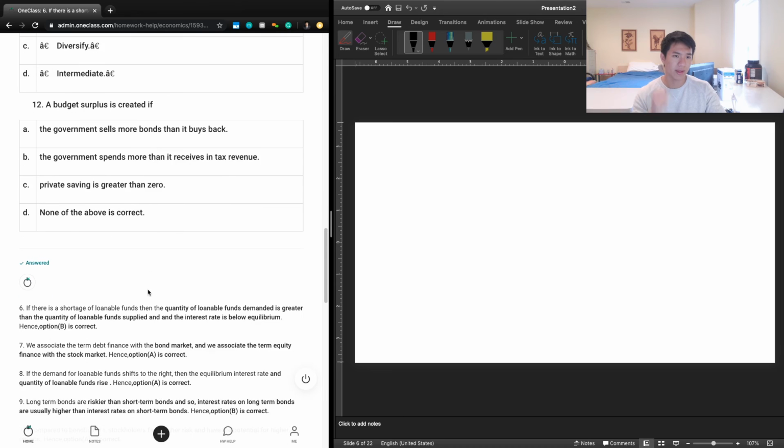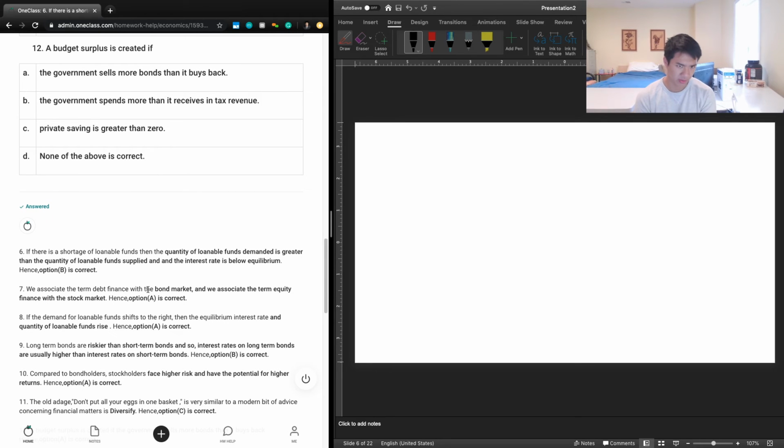And finally, number 12, a budget surplus is created if which of the following happens? A says the government sells more bonds than it buys back.